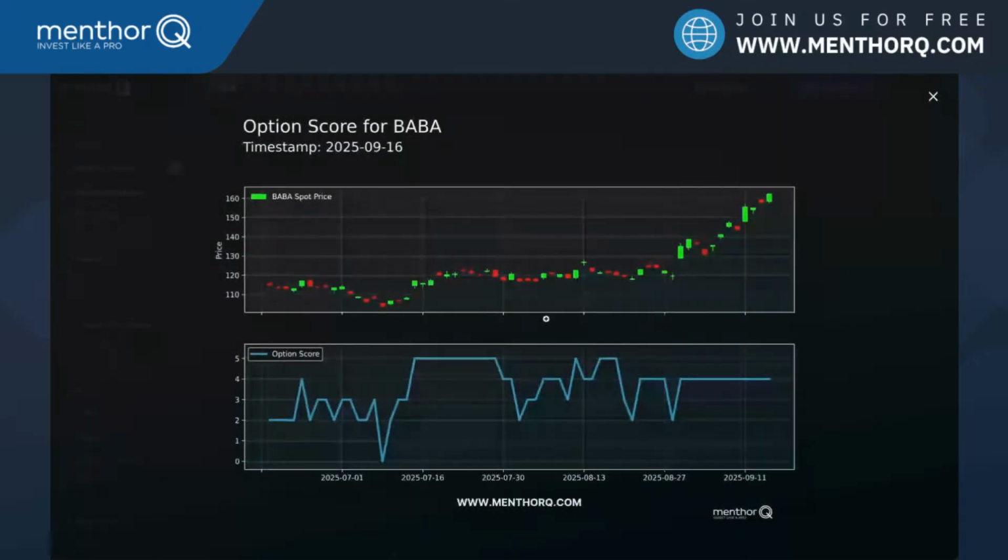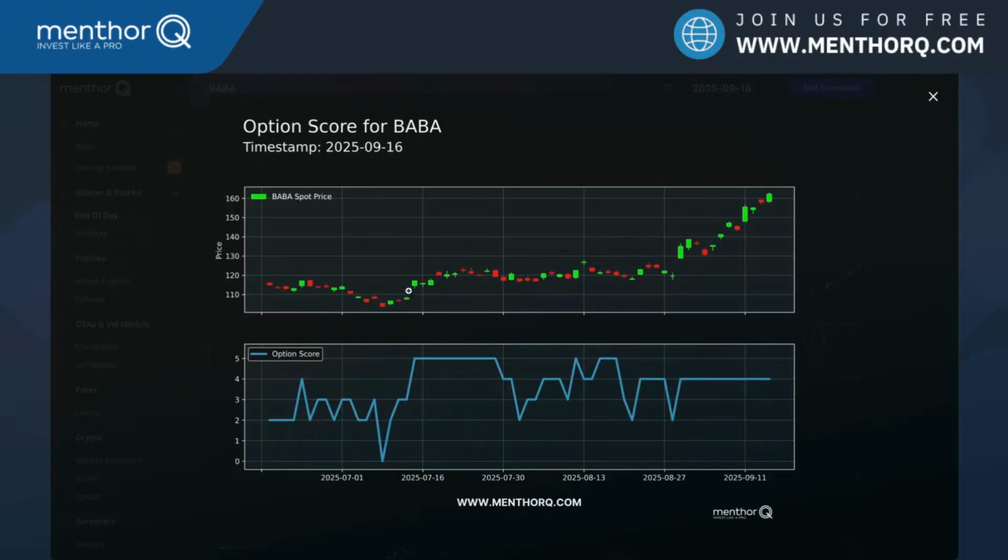So let's take an example, right? Baba has been trading around the 100 level for months, like we were in a very consolidated phase, until something happened about 2 months ago. We went from a very negative positioning to a strong positive positioning. We went from a score of 0 to a score of 5, and now we are at 4. So again, this change, this delta, could have been a great signal that something is shifting in the option positioning.